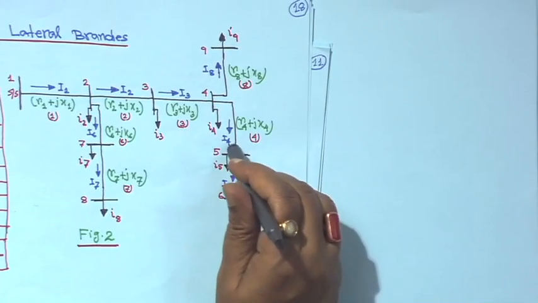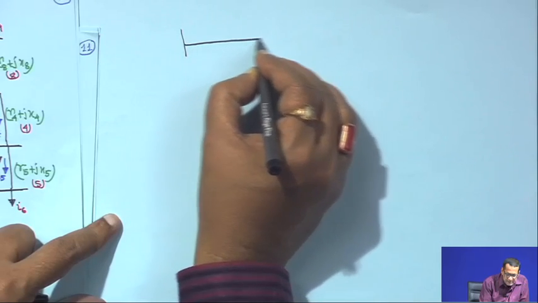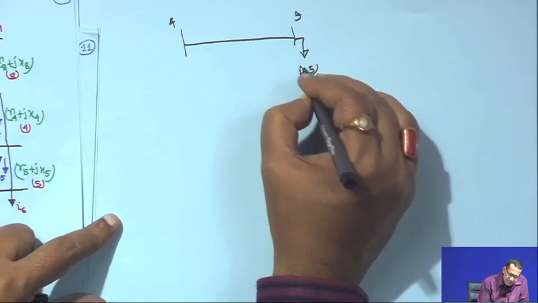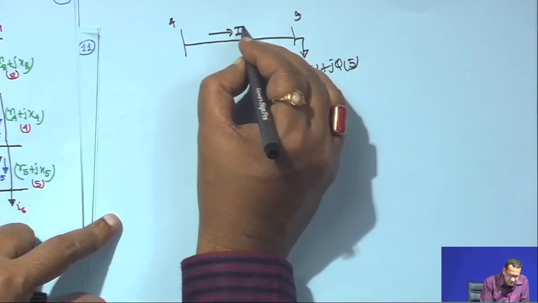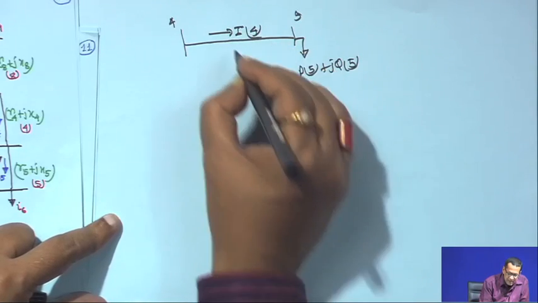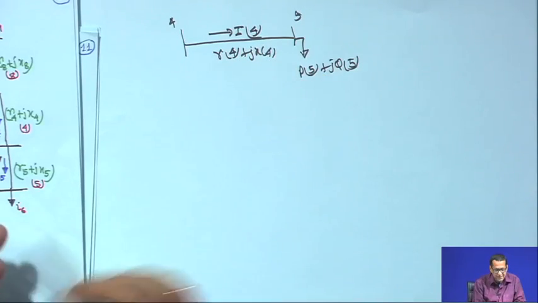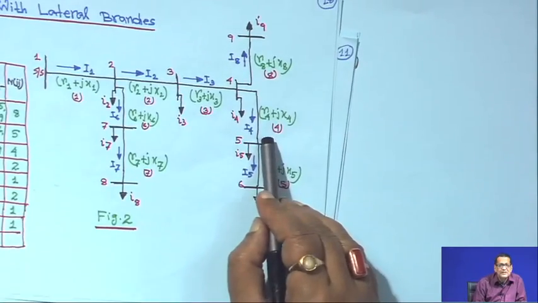Similarly, if you come to branch 4, this branch, the sending node is 4 and the receiving node is 5. This is 4, this is 5, and this is P 5 plus J Q 5, the total load fed through this. The current flowing through this branch is I 4, and the impedance of this branch is R 4 plus J X 4. This is the electrical equivalent of branch 4. Everywhere I am not writing the electrical equivalent, but it is understandable.